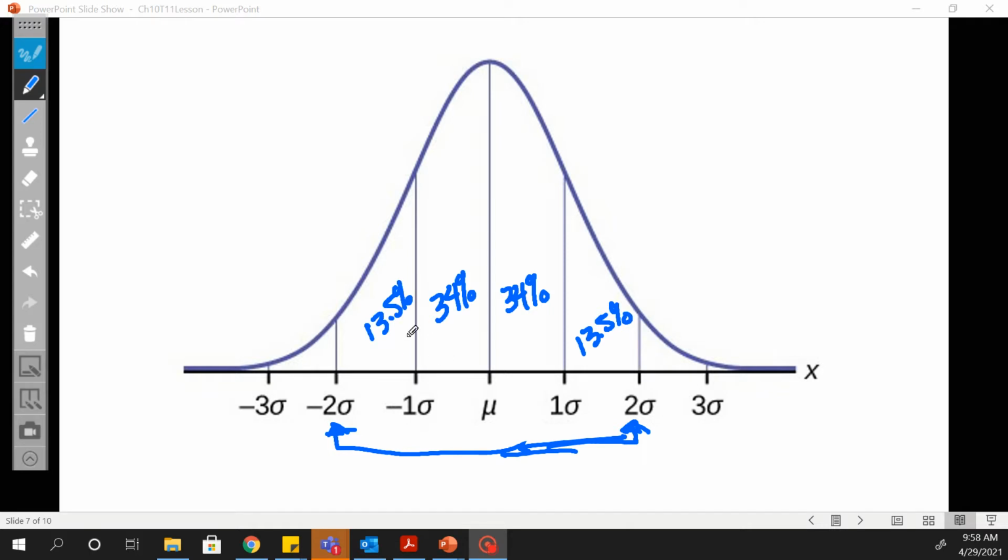Now, if we know that 99.7% is between these two, and we already have 95% of the data, then that means that in this little area is 2.35% of the data, and right here in this little area is 2.35% of the data as well.